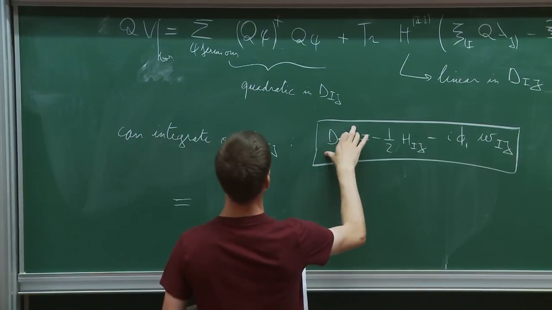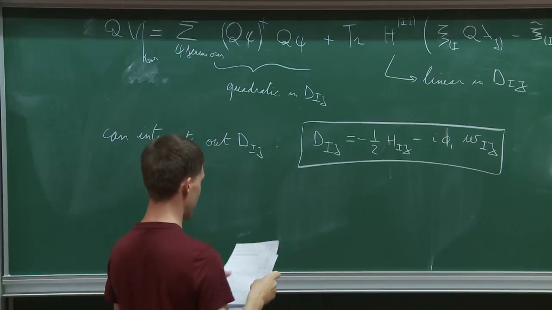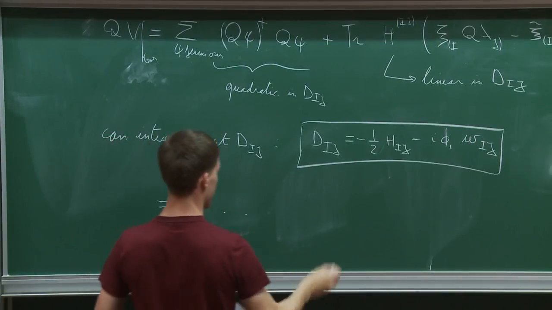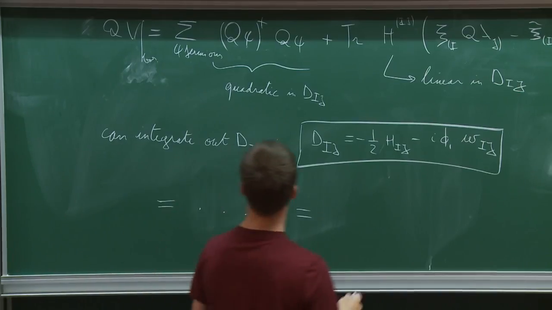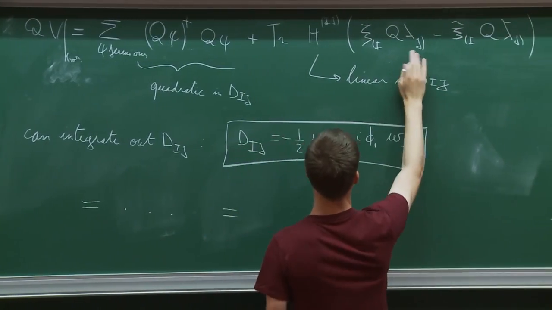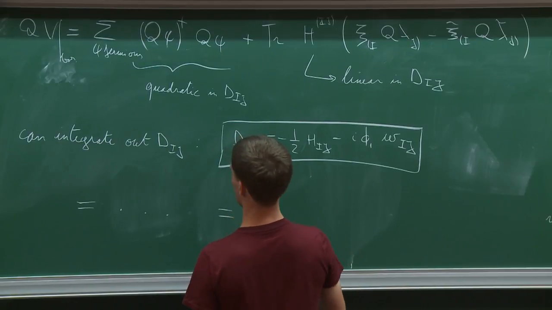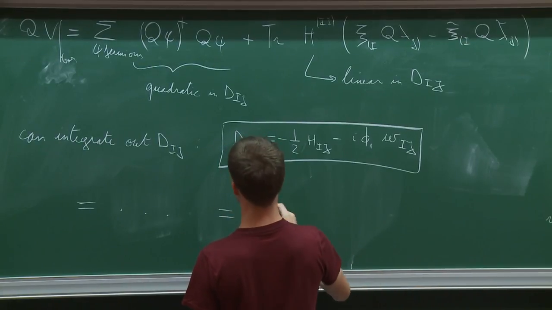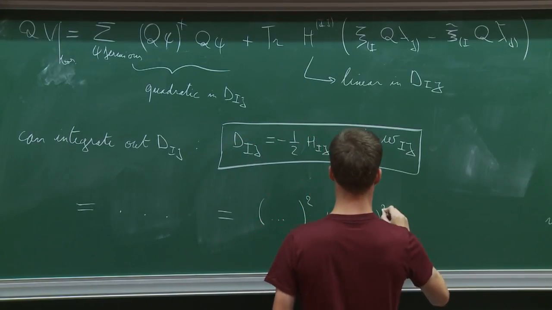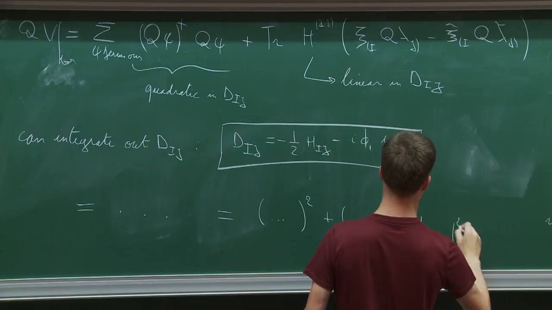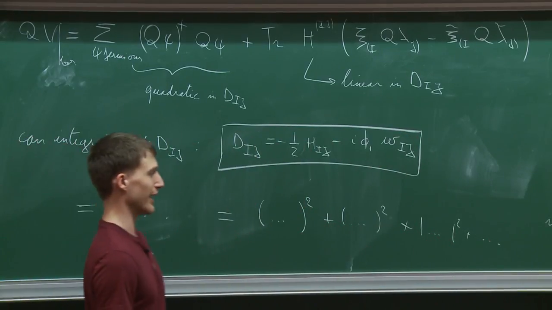Okay, so I'm doing this. I'm integrating out this dij, plugging it back in here, and there's a lot of work to be done. But at the end of the day, you will find almost miraculously that adding this weird extra term after integrating out dij still gives you a positive definite answer. So you get still a sum of squares or mod squares of stuff.